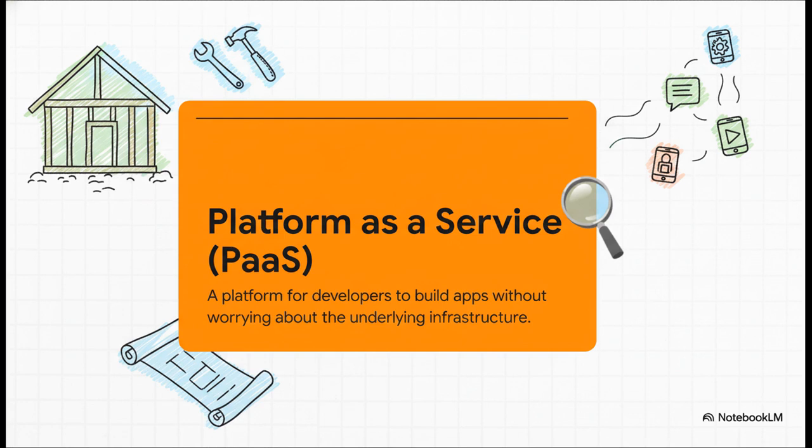The next layer up is Platform as a Service, or PaaS. Here, the cloud provider manages all of that underlying infrastructure for you. In our house analogy, this is like renting a property where the foundation and the frame are already built. It gives developers a ready-made environment to start building their apps so they don't have to worry about the plumbing or electricity. They can just focus on the creative part.